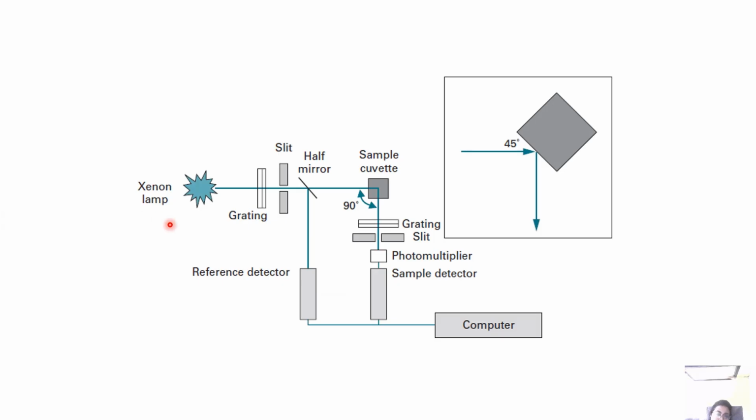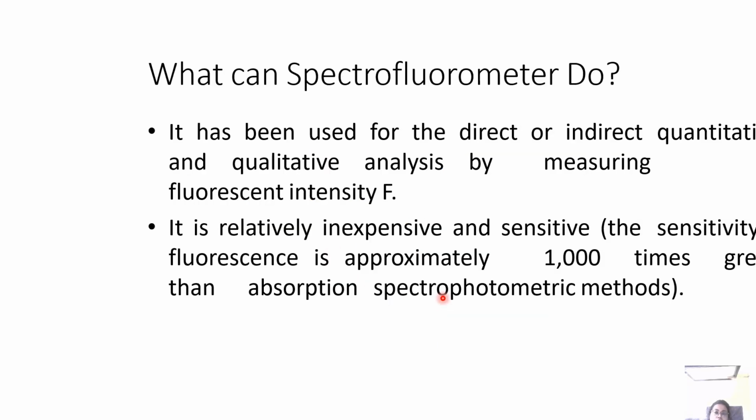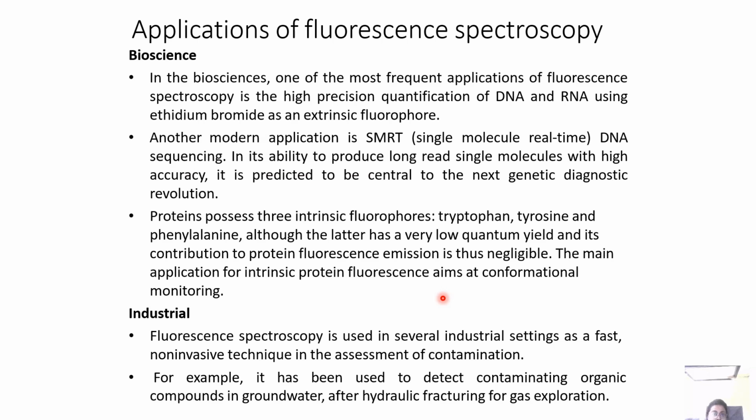So, if you can see, this is the excitation. Sample cuvette, 90-degree, then grating slit, photomultiplier, sample detector, and now, it has been used for the direct or indirect quantification and qualitative analysis for measuring fluorescent intensity. It is relatively inexpensive and sensitive. It's approximately 1000 times greater than absorption spectrophotometric methods.